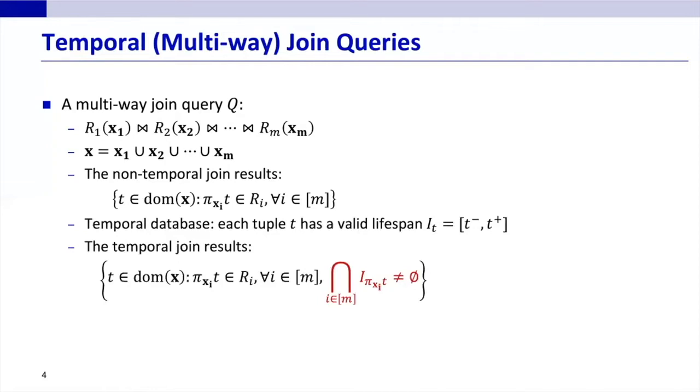The temporal joint results are defined on top of non-temporal joint results such that the valid intervals of participating tuples should have non-empty intersections. Our solution to the multiple temporal joint queries can be extended to other temporal predicates. Due to the time limit, I won't go into the details, but you can find many interesting transformations in our full paper. Next, I will give an overview of our theoretical results.